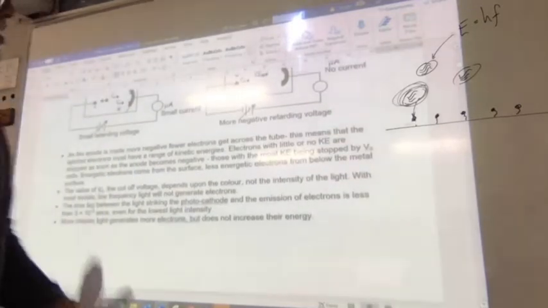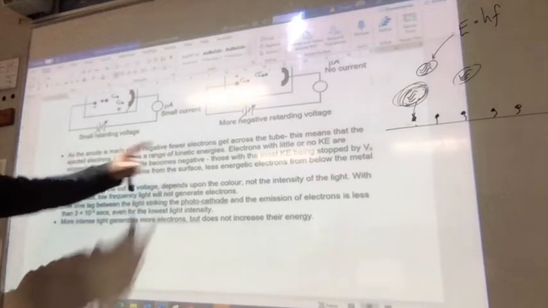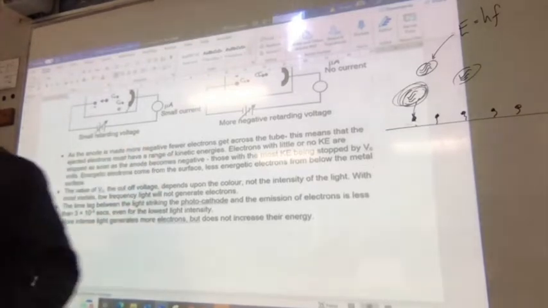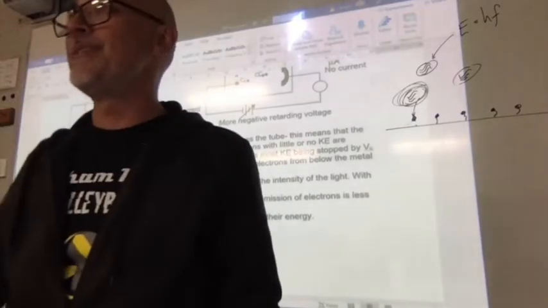All right, okay. So as the anode is made more negative, fewer electrons get across the tube. This means that the ejected electrons must have a range of kinetic energies. All right, so they don't all come out with the same kinetic energy. You're only ever looking for the maximum kinetic energy.